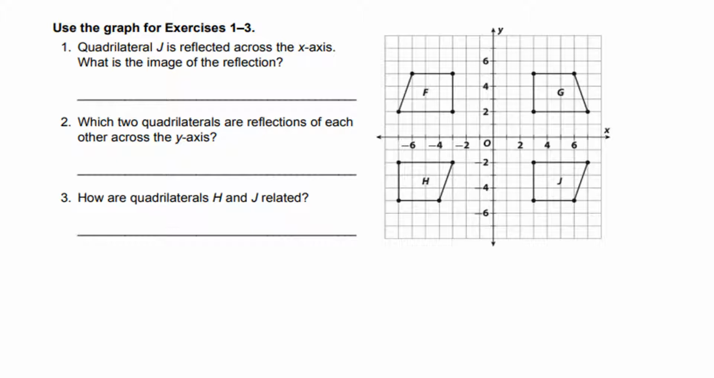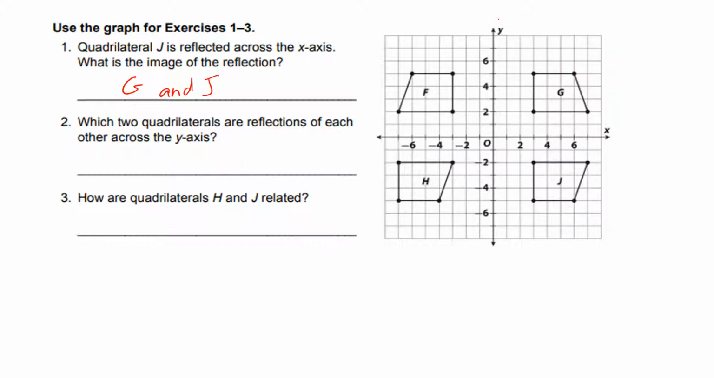Okay, so if the quadrilateral is reflected on the x-axis, which is this axis right here, which image is a reflection? Well, these two right here are reflections of each other. So it's G and J. I'm going to erase this here because I'm doing another problem.